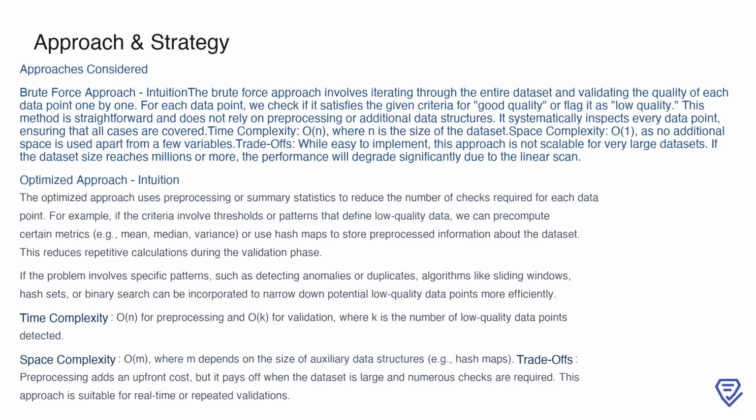This approach involves an upfront cost for pre-processing, but the payoff is substantial when dealing with large datasets, as repetitive calculations are avoided. With a time complexity of O(n) for pre-processing and O(k) for validation, where k is the number of low-quality data points, and a space complexity dependent on the size of auxiliary structures, this method is both scalable and efficient for repeated validations.